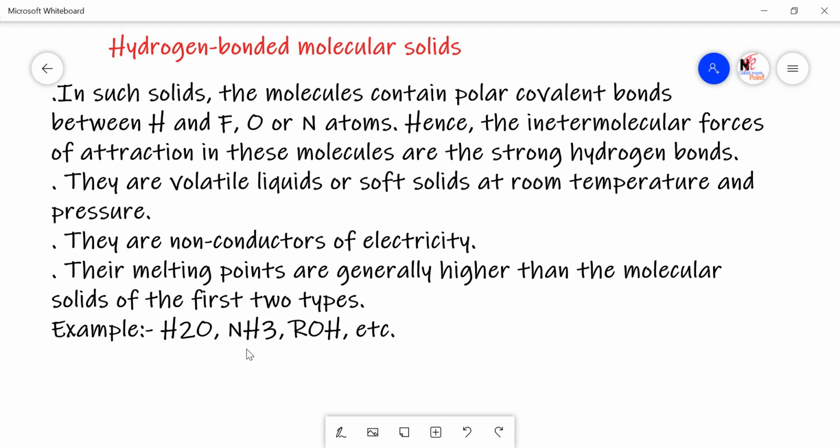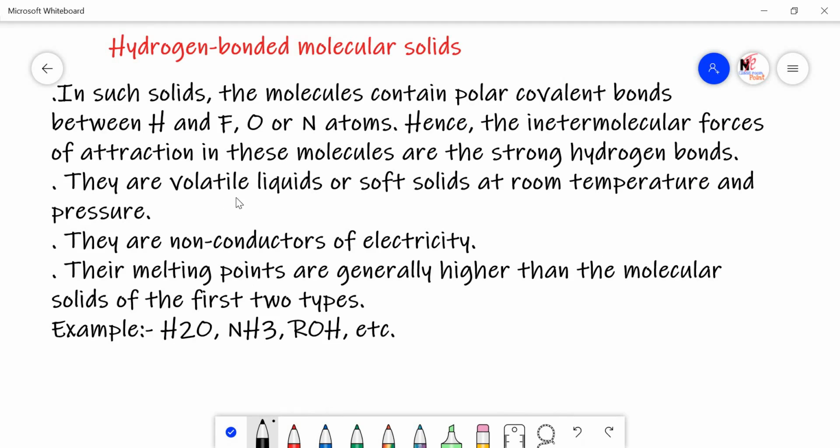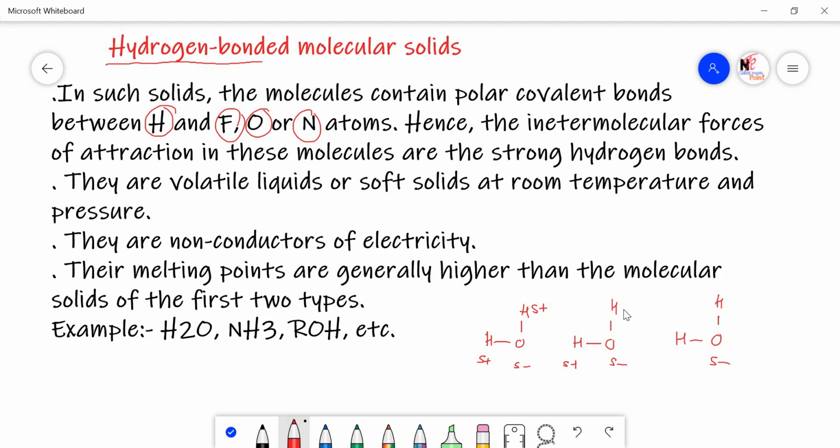Now let us see hydrogen bonded molecular solids. So in the case of the hydrogen bonded molecular solids, as the name suggests, these molecules are having the hydrogen bond. So hydrogen bond is formed only between the hydrogen along with the fluorine, oxygen or nitrogen. So these atoms must be present in the given molecule to observe the hydrogen bonded molecular solids. For example, if you take the water molecule, in water there is a charge separation due to the electronegative difference between the oxygen and the hydrogen. Oxygen in all the water molecules gets the partial negative charge, whereas the hydrogen atoms get the partial positive charges.